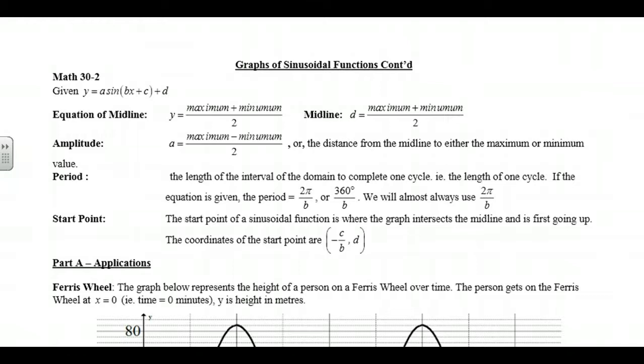They've been playing well. Okay, so graphs of sinusoidal functions continued. Given y equals a sine bracket bx plus c plus d, the equation of the midline is y equals max plus min divided by 2. It's the average, right? If you think of a midline, it's in the middle.